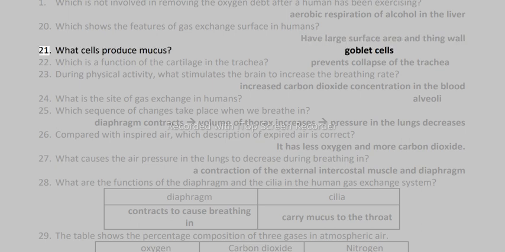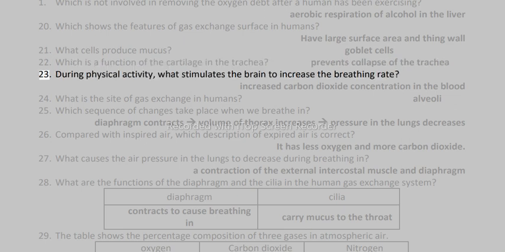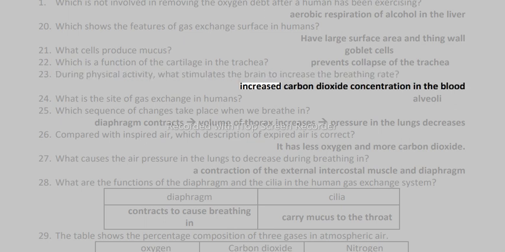21. What cells produce mucus? Goblet cells. 22. Which is a function of the cartilage in the trachea? Prevents collapse of the trachea. 23. During physical activity, what stimulates the brain to increase the breathing rate? Increased carbon dioxide concentration in the blood.